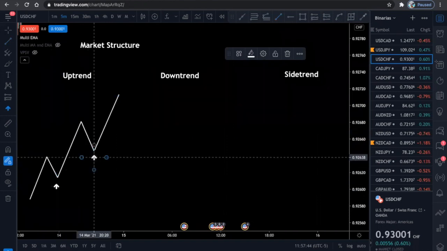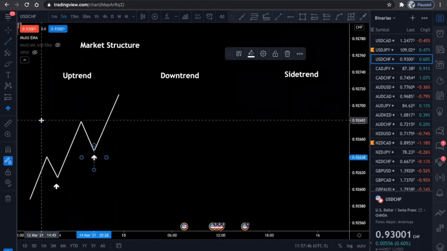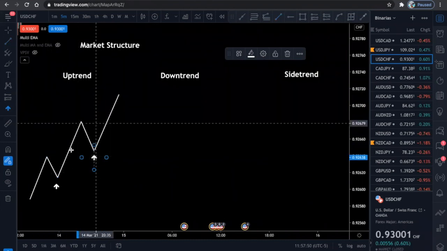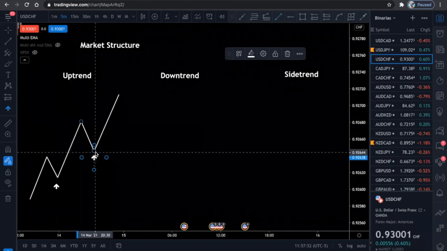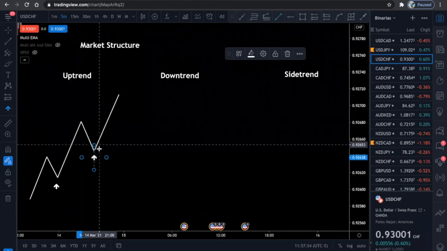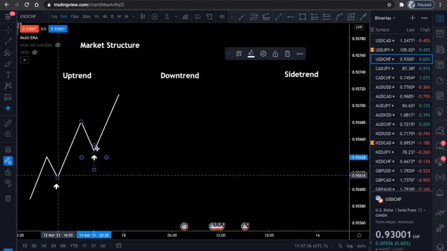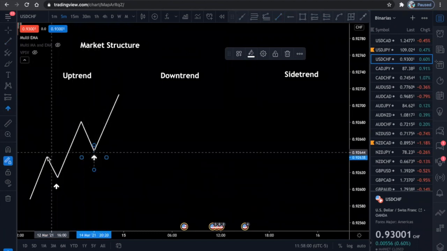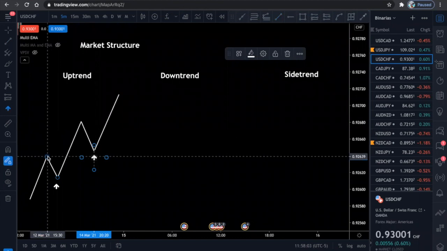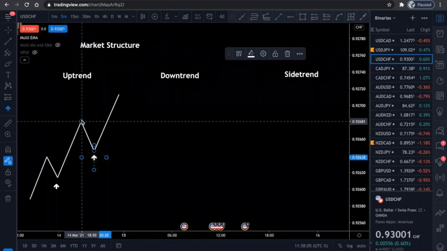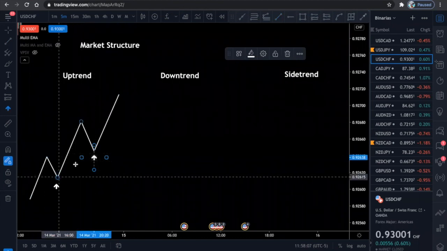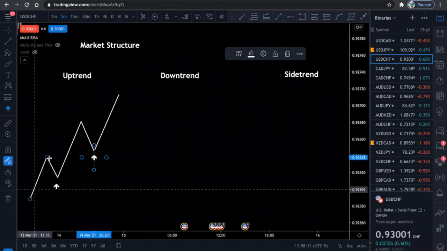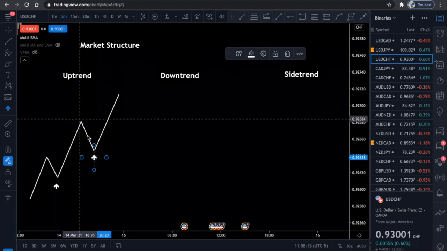Do you see how this is like stairs? You have higher highs, higher highs, higher highs, and then you have higher lows, higher lows. This low is higher than this low, and this high is higher than this high. Okay, so you have higher highs, higher lows. This is an uptrend. You can see the market making a structure to the upside.